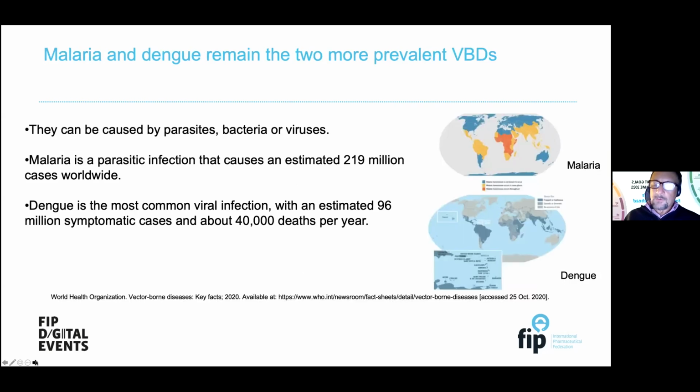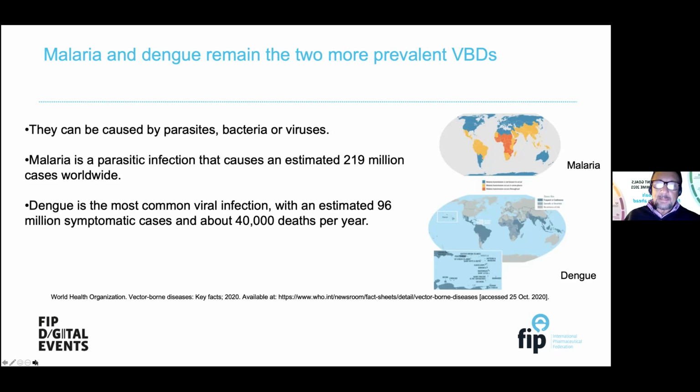We have a reference publication from the WHO from 2014, which I recommend as a starting material to read about this kind of diseases. Vector-borne diseases can be caused by different agents such as parasites, bacteria, or viruses, and the main ones are malaria and dengue, the most prevalent ones.